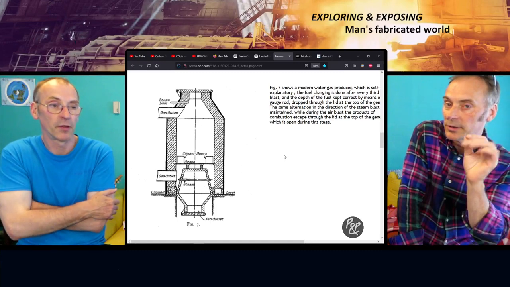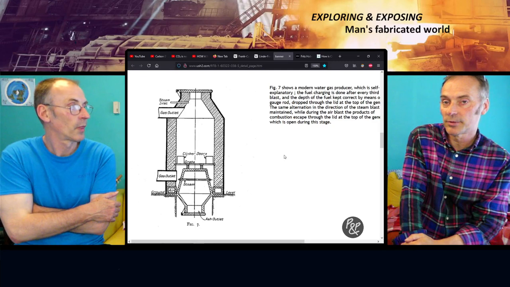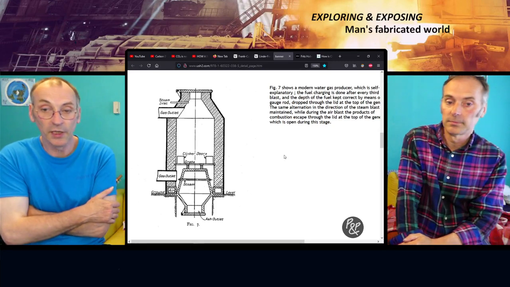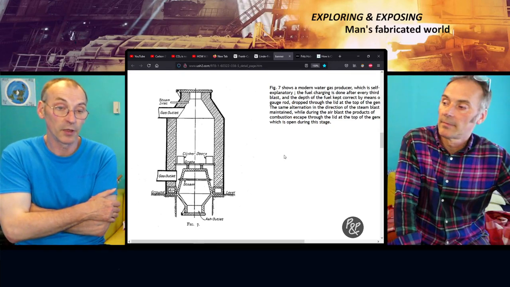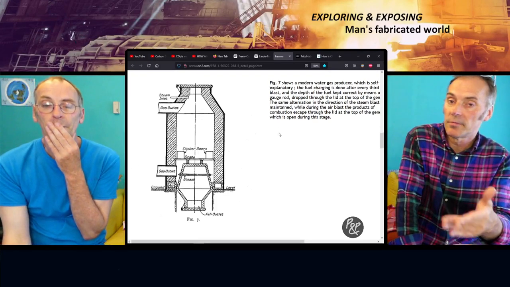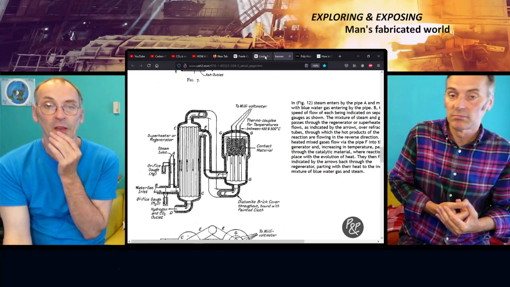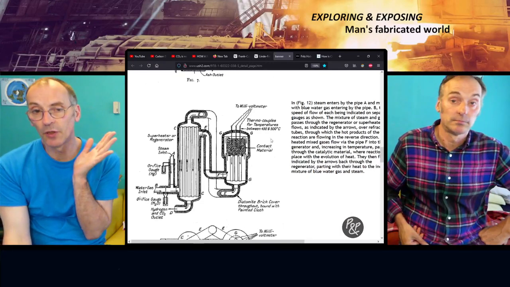Now, some people could argue that that flammable gas is carbon monoxide. And you and I have both argued that carbon monoxide is a form of gas that contains hydrogen. Absolutely, of course.